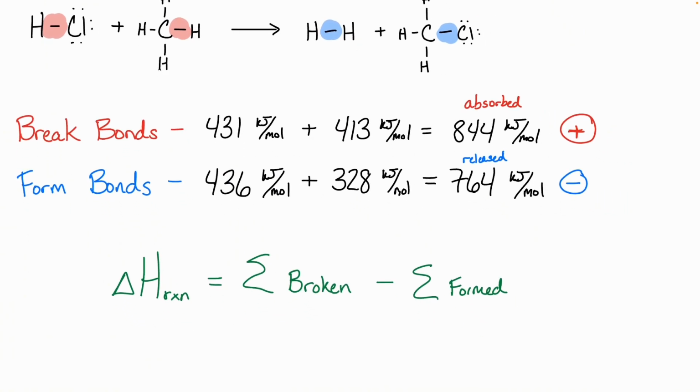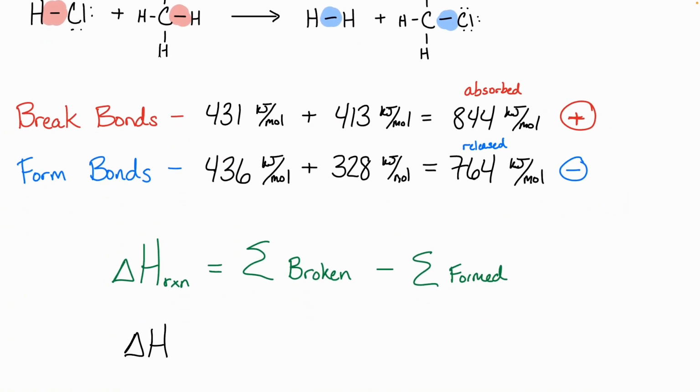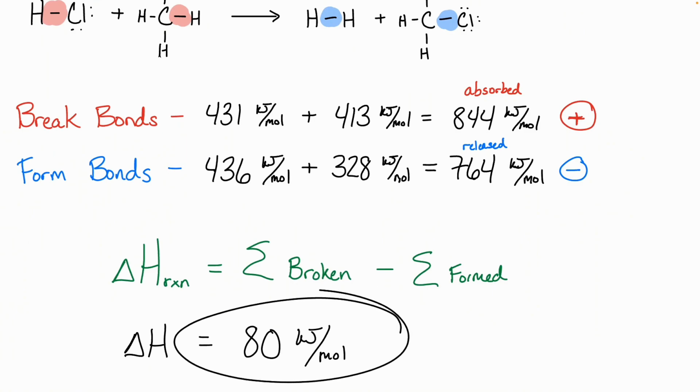And so we see we end up with an overall positive delta H of our reaction, whatever that difference is, 844 minus 764, total of 80 kilojoules per mole. All right, and if we compare that back to what we got at the very beginning of class, we did this exact same reaction, but we looked it up on that constants page. And we got a very slightly different value of 77.8, very close to 80 here.